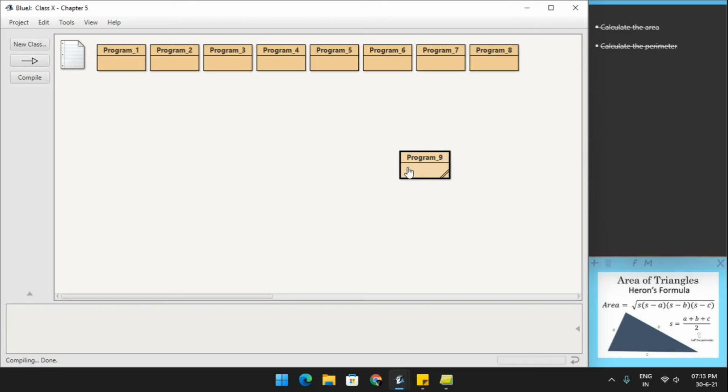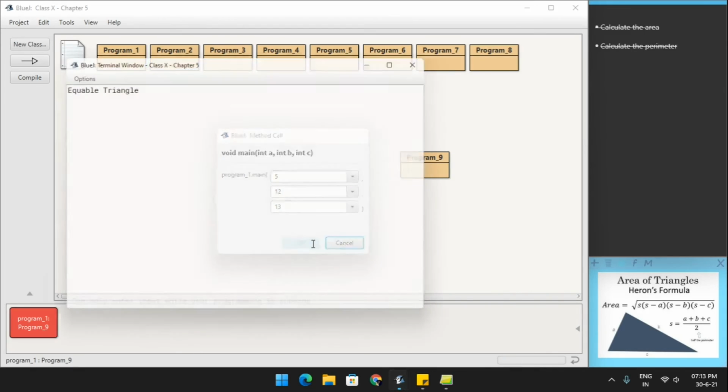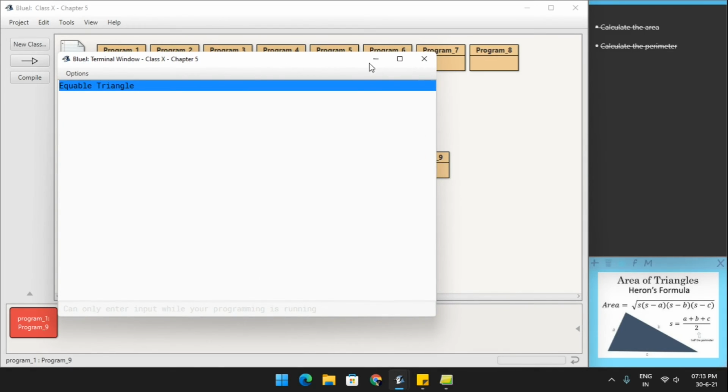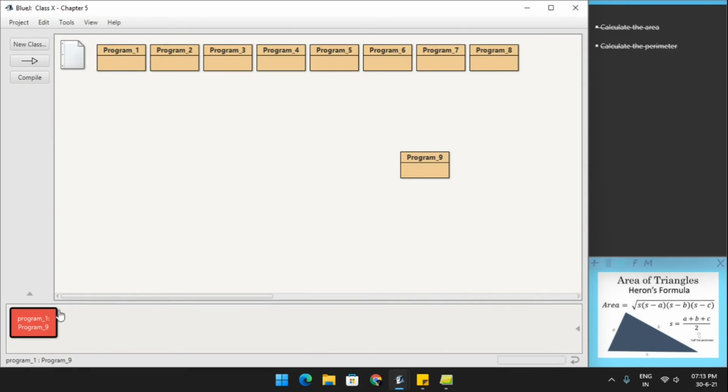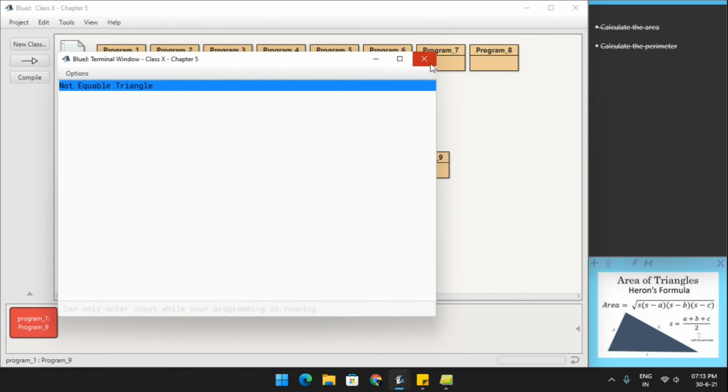Let's compile it. And for these values, there's one particular triangle, that is a 5, 12 and 13 triangle, which is an equable triangle. So 5, 12 and 13. And see, it gives us an equable triangle. And as far as other sides, we could try with any other value, say 5, maybe 9, maybe 14. And this will give you not equable triangle.